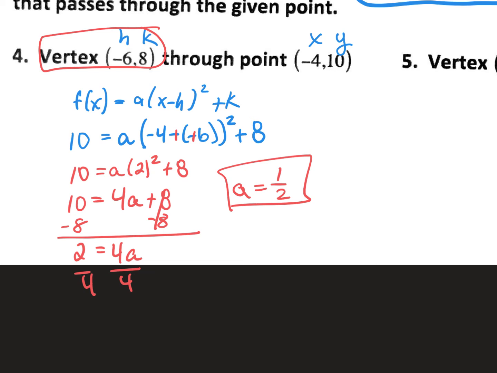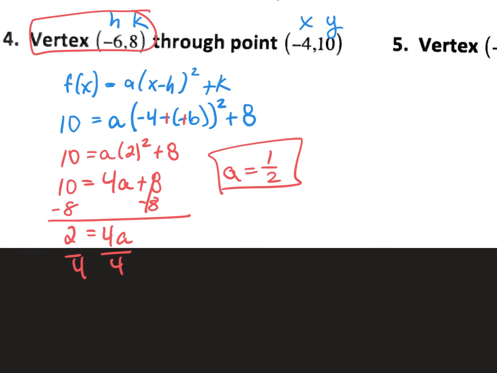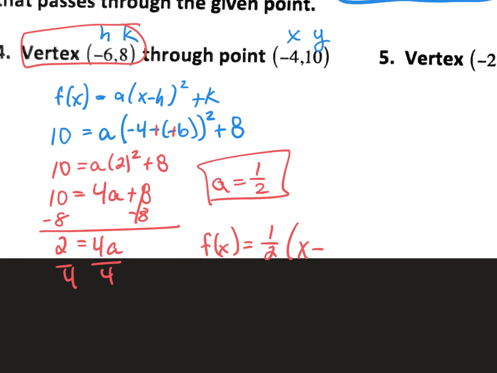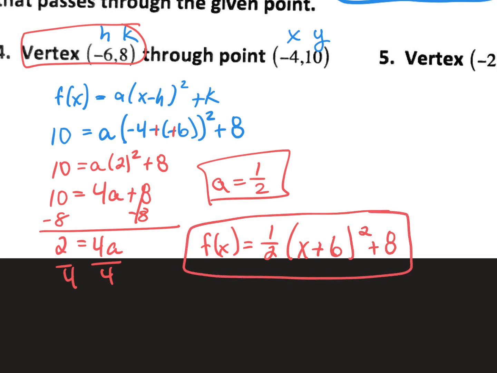You're just solving for the letter, and then you plug it back into your vertex form. So I have f of x equals, what is the a term that I just found? 1/2 times x minus, what is the h part of my vertex? Negative 6. So minus the negative would give me plus 6 squared, and then I put plus 8. How do you know whether to put a plus or minus for the k value, the one that's outside the parenthesis? If it's positive, it's a plus. If it's negative, it's a minus. Questions?